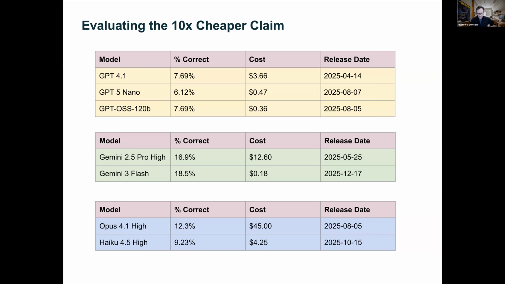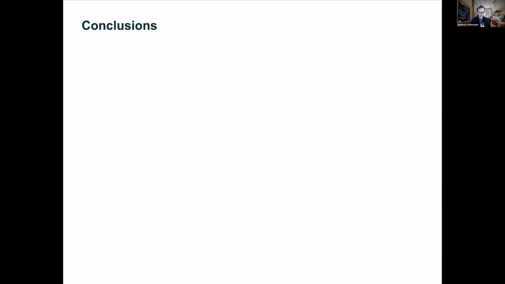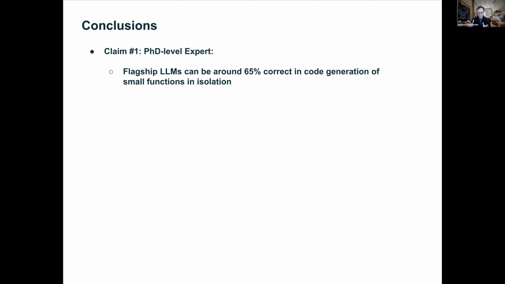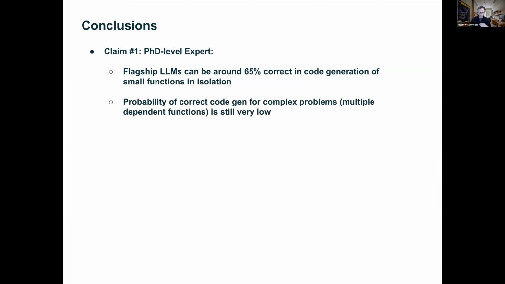So I guess the 10x claim is not necessarily useful on a day-to-day basis for a scientist that's actually using these tools today. So yeah, some conclusions. One, PhD level expertise. Well, my observations: a flagship LLM can be around 65% correct in code generation for small functions. But when you roll that up into a larger package, the probability of the whole thing being correct is still pretty low. So far from expert.